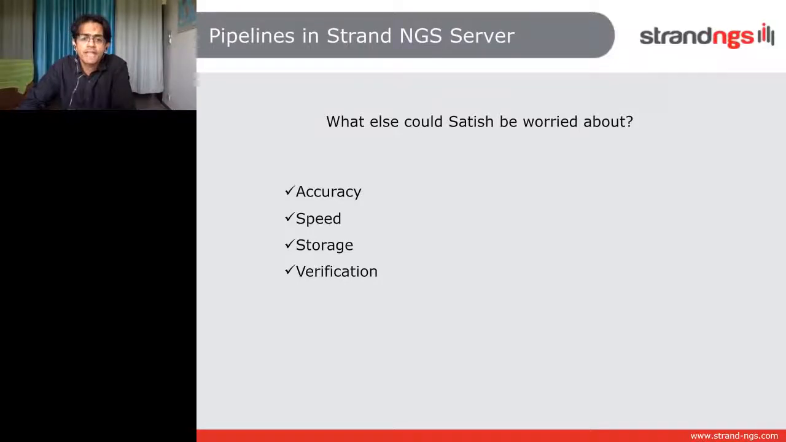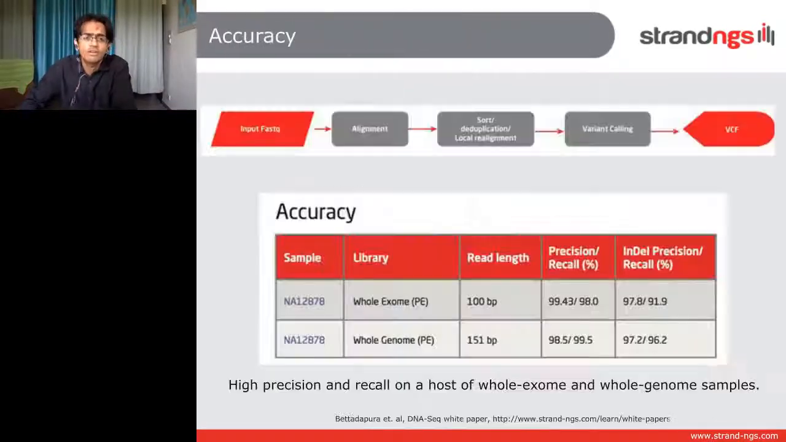First of all, the accuracy, and we have a white paper out on Strand NGS and Strand NGS Server, the DNA-seq white paper. We benchmark the accuracy of variant calls. This is, by the way, you see the entire workflow here on the top. The high accuracy numbers here, the high precision and recall rates, the 99% and so on, are reflective of the accuracy of each stage in the workflow. If one of these stages was bad, then that would reflect poorly on the final variant call set in the VCF, right?